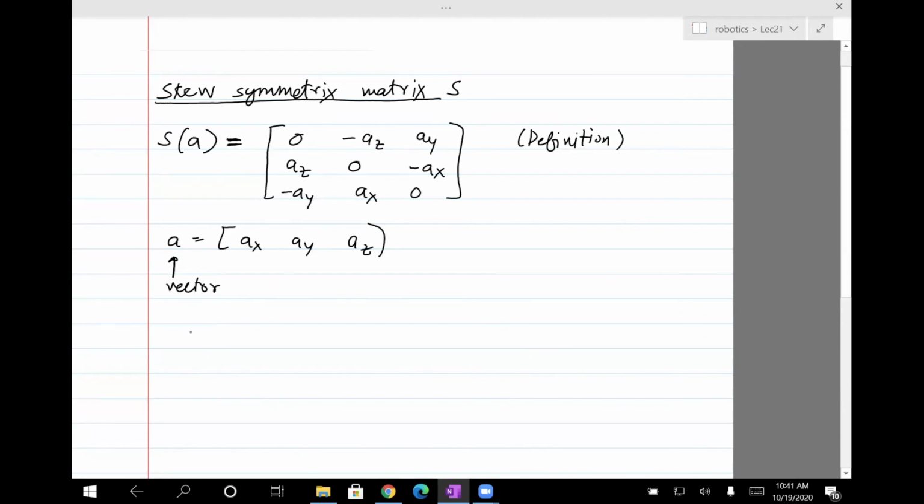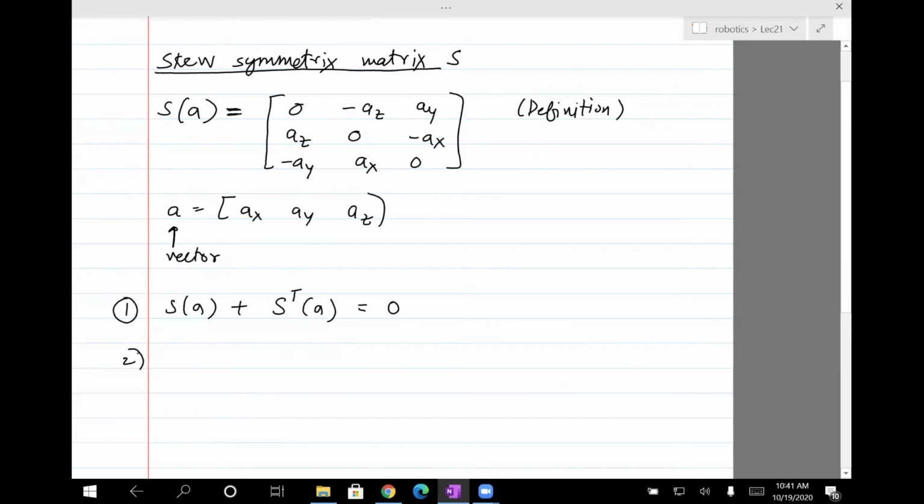Now here's a property of skew symmetric matrix which you can check. If you do S of A plus S transpose of A, okay, so if you take this matrix and you take the transpose and sum them up, you should end up with zeros. So this is one property.